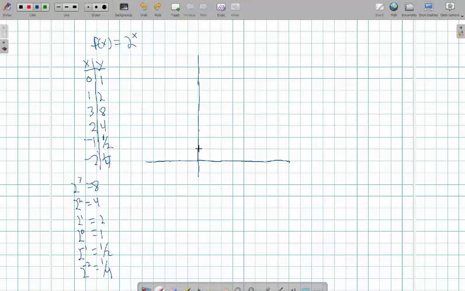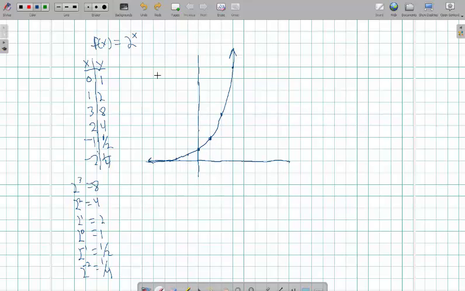So, at 0, it is 1. At 1, it is 2. At 2, it is 4. At 3, it is 8. At negative 1 is 1/2. 1/4. And we could keep going, 1/8. But you can see as it keeps going over this side, it's just getting smaller and smaller. Whereas on this side, it's going up to infinity.